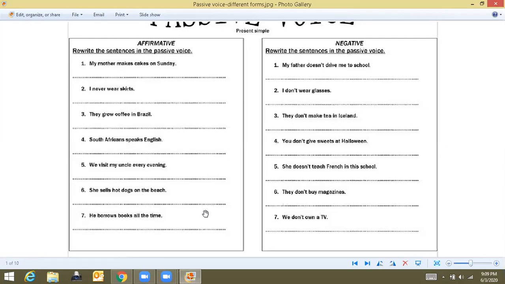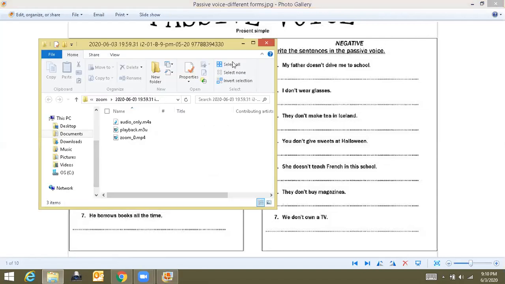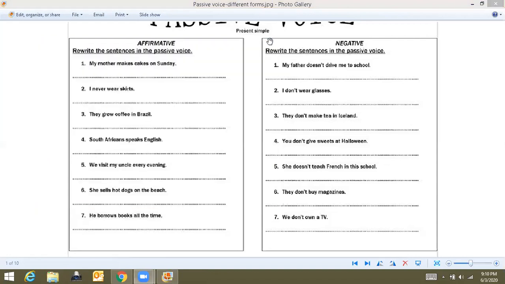So I will assign you to be working in pairs. You do the positive first. We come back to the main session. We discuss the answers and then we go to the negative part. Are the instructions clear? Yes. All right, so let me open the breakout rooms. Let me make six pairs. And here we go.